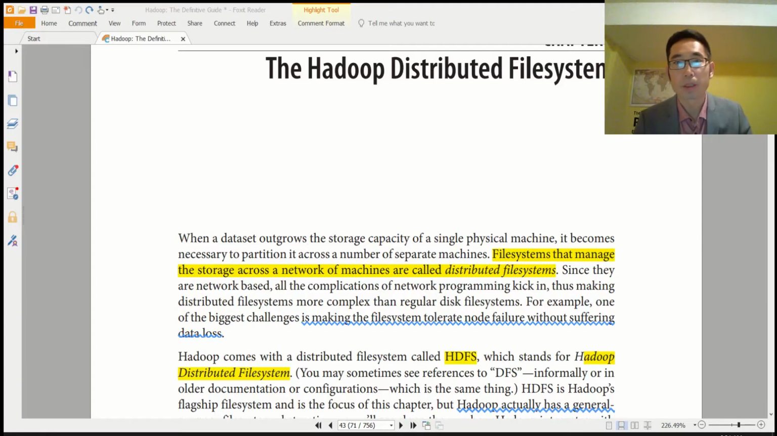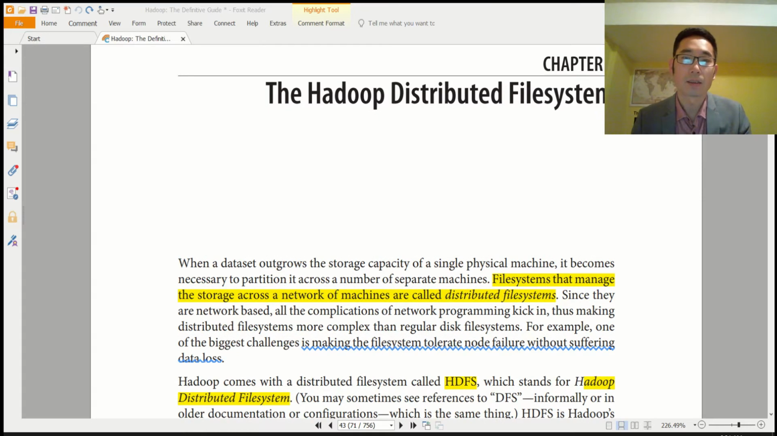Okay, in this first video we're going to talk very briefly about HDFS, the Hadoop Distributed File System. On my screen is chapter 3 of our textbook, so I'm basically going to use this to present. HDFS, to spell it out, is called Hadoop Distributed File System.